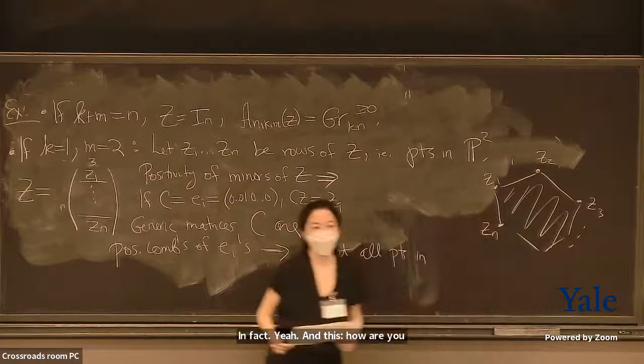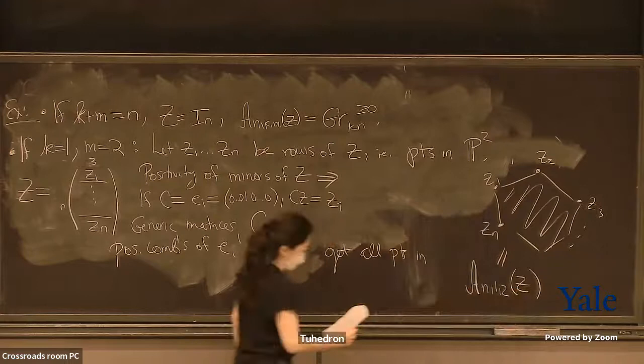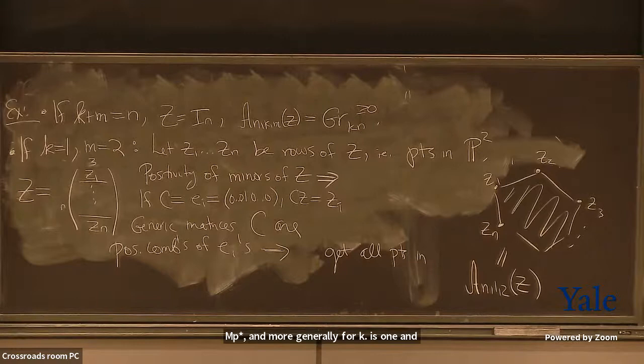So in this example, our amplituhedron is exactly a polygon in P2. And more generally, for k is 1 and m general, we're going to get a cyclic polytope in projective space.